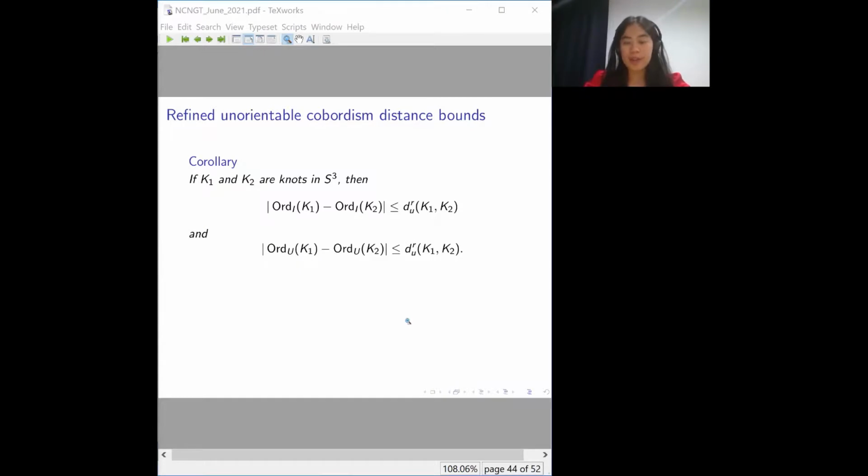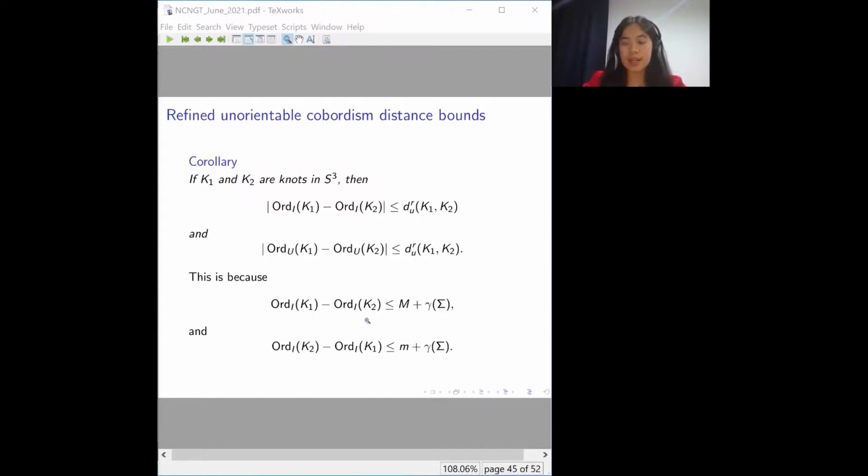One of the consequences of our theorem is that the refined unorientable cobordism distance has a lower bound given by the difference between the torsion orders of K1 and K2. To see this, you can directly see from our theorem that the torsion order of K1 minus the torsion order of K2 is less than or equal to the number of deaths plus the unorientable genus.